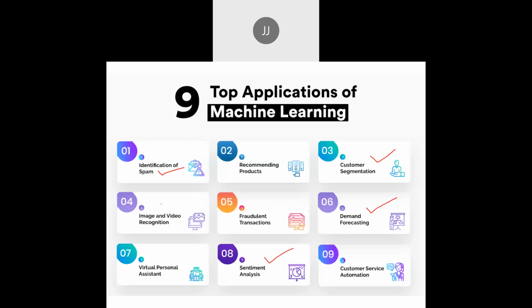We could also perform image and video recognition, so face recognition, and many more. We could also recommend product based on the purchase history. We can also detect fraudulent transaction, okay, based on abnormal transaction that we have. And we could also have the virtual personal assistant. So this is a personalized assistant based on your daily activities.